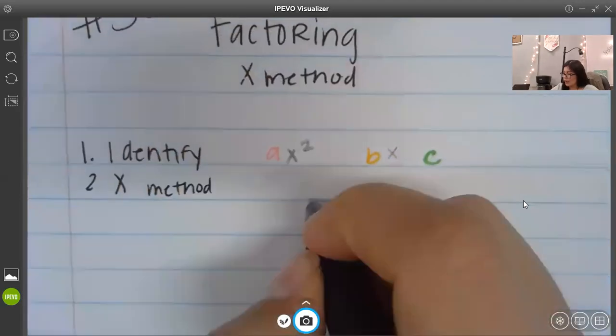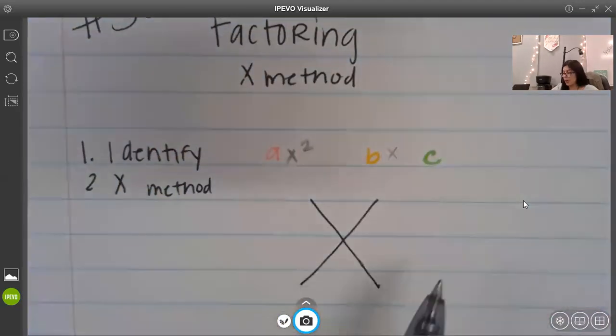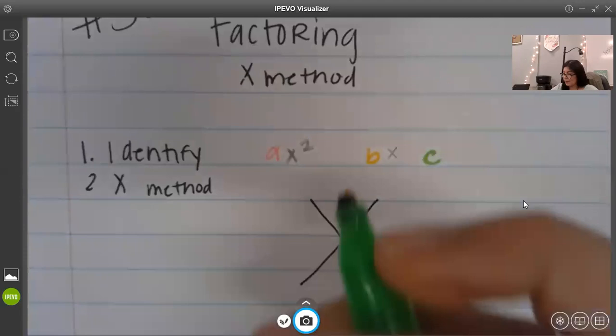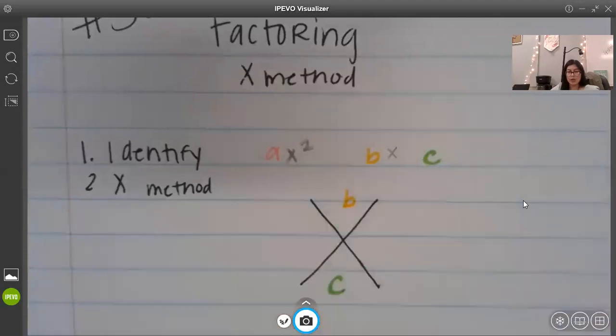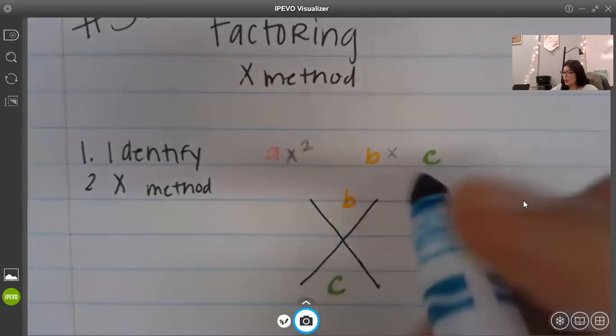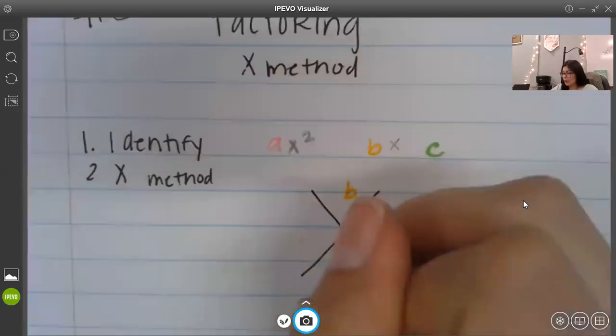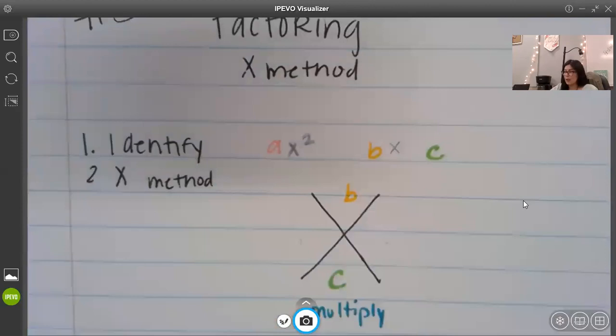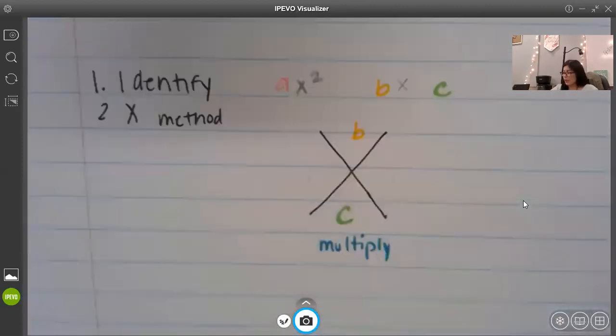You're going to draw a big X, and then what you're going to put here is the B and the C. So what you're doing is finding the numbers that go here. When you multiply these numbers, the answer is C. When you add the numbers, the answer is B.